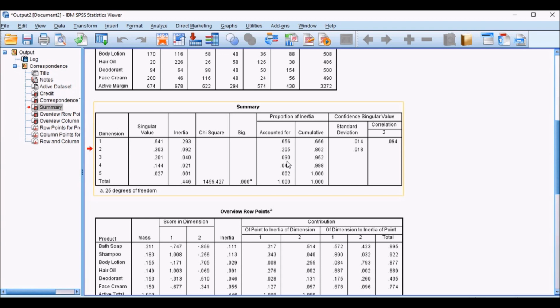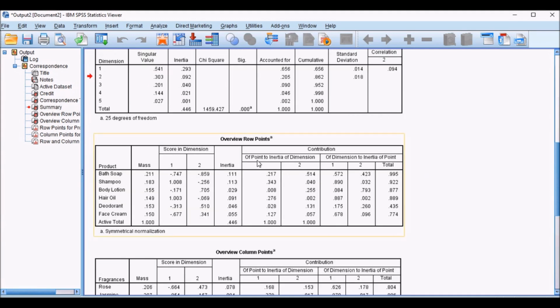So how many dimensions need to be considered? If you ask me, generally we go for two dimensions. That's why initially I have placed the solution also for two dimensions, because two dimensions explain 86.2% or 0.862. But the third dimension does not contribute much, so we're not considering the third dimension. We can go with the two dimensions, first dimension and second dimension.